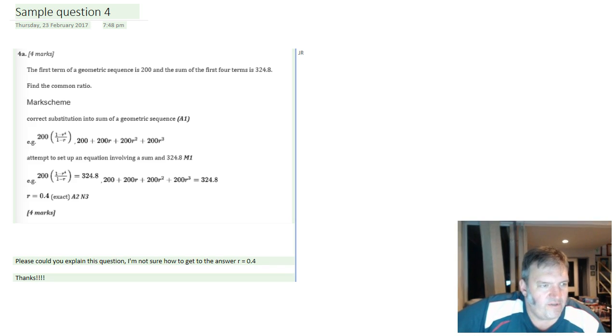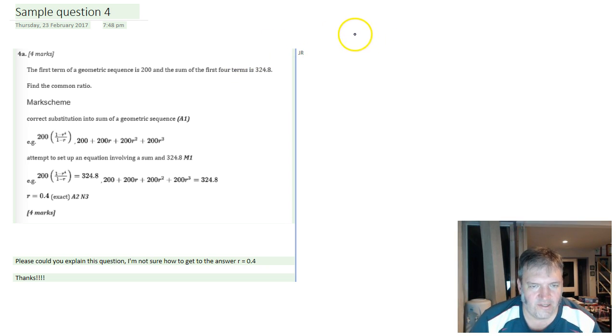All right, let's have a look at what this one is. The first term in a geometric sequence is 200 and the sum of the first four terms is 324.8. Find the common ratio. And we've got the mark scheme there, but let's just have a look.